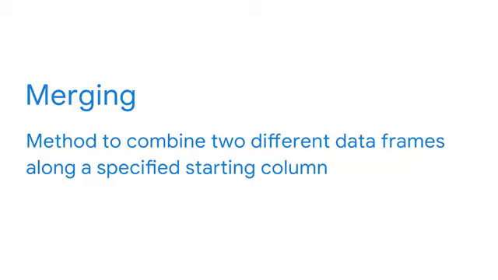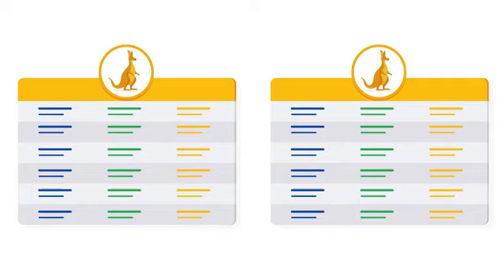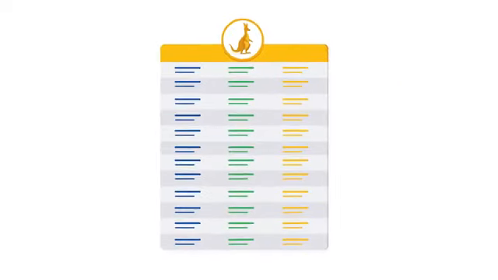Merging is a method to combine 2 different data frames along a specified starting column. For example, imagine we had an additional data set of kangaroo information from a different field study, but with the same parameters and variables. We might use the merge or join functions to align the columns and combine the new data into one data set.